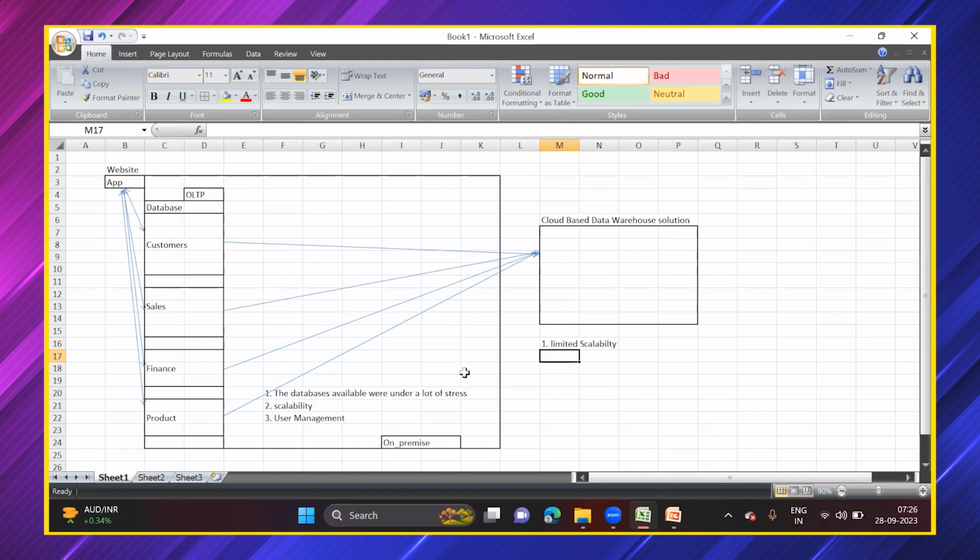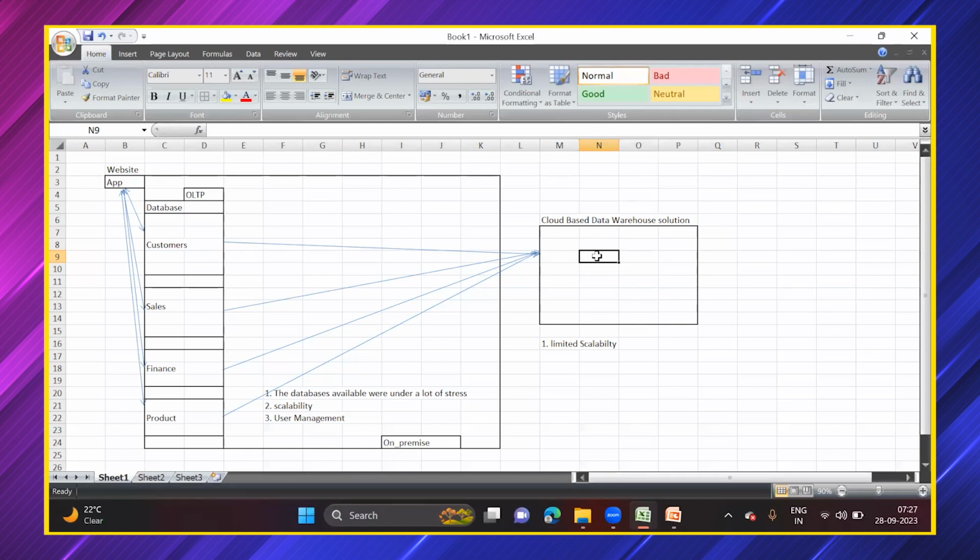This helped us with the first two points, because if your database is under a lot of pressure, being used by multiple users and a lot of front-end applications, the cloud-based data warehouse solution can be instantly scaled up or scaled out. We will see all these options in further lectures: what is scale up, what is scale out. It was very easily scalable, so whenever the need comes you can increase your resources, and whenever the need comes you can also reduce them.